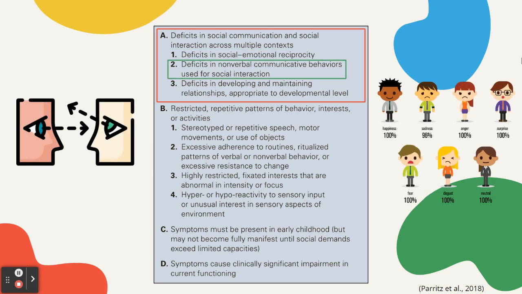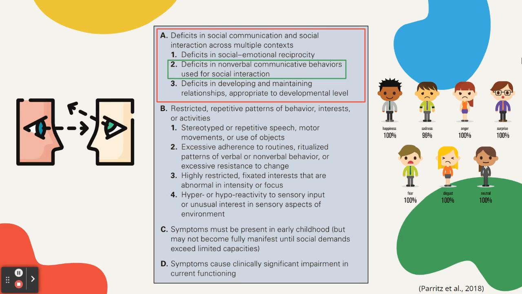Now, for nonverbal communicative behaviors, this is where people may struggle to make eye contact and they may not have a full understanding of body language cues, as well as they may have a lack of facial expressions. Also, they may have difficulty reading other people's facial expressions as well. And if they do have facial expressions, they're either super excited or they have a hard time just keeping all their emotions in. But most of the time, they have pretty flat facial expressions.